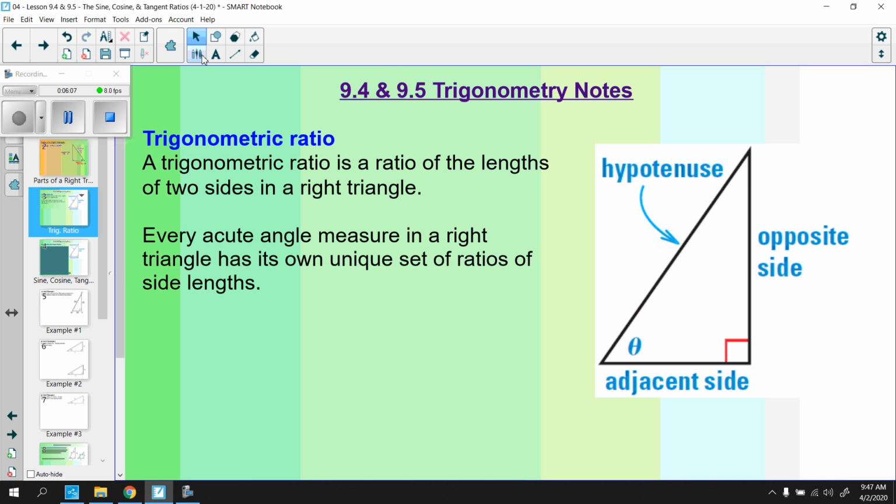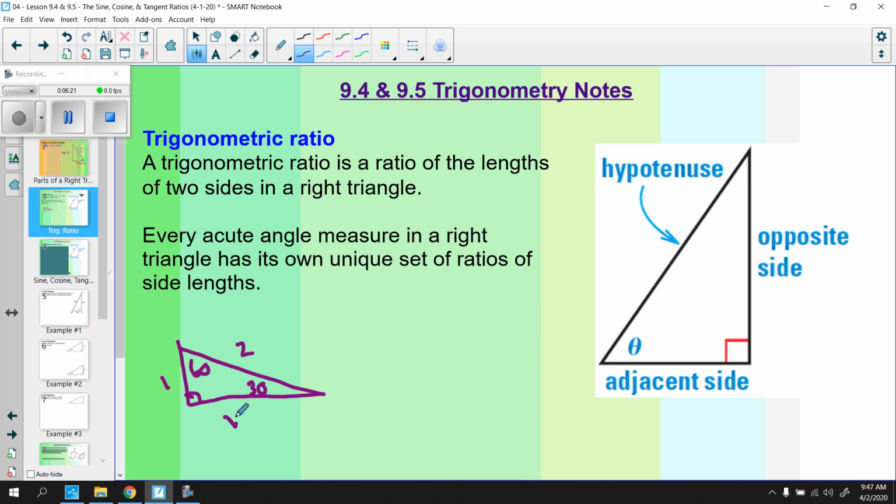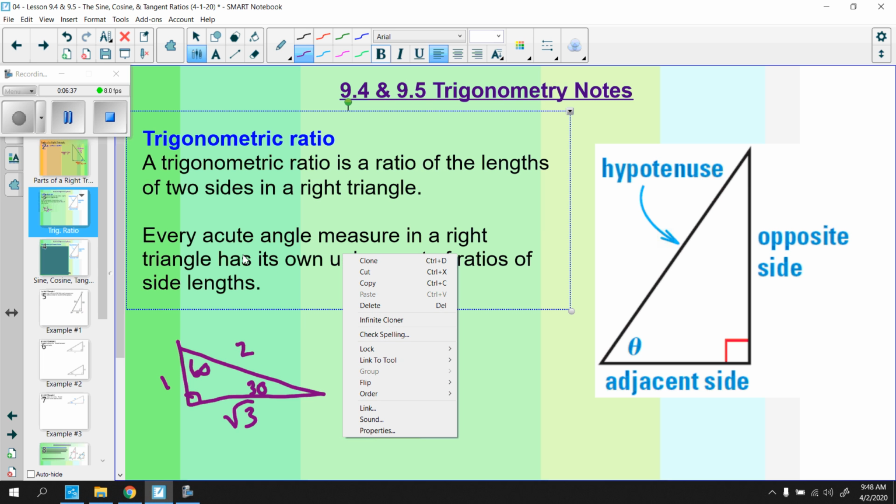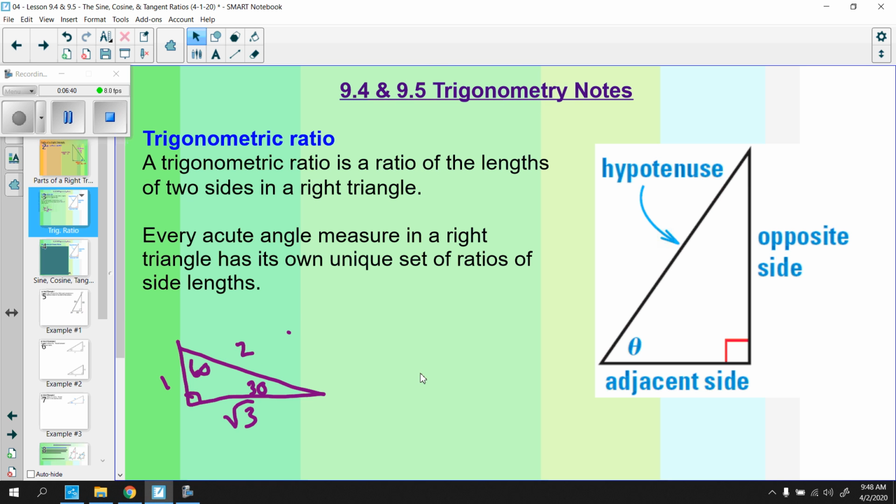So, going back and refreshing, the 30, 60, 90 is not going to hurt us. In our 30, 60, 90, we saw that every 30, 60, 90 triangle has these different ratios of side lengths. So a 30 degree angle, we'll get into this a little bit later. If I take the opposite length and put it over the hypotenuse length, it's always going to be 1/2 for every 30 degree angle. So we know some of these ratios already.